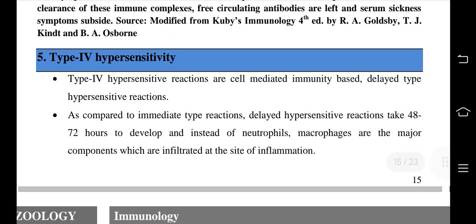Type 4 hypersensitivity. Type 4 hypersensitivity reactions are cell-mediated immunity-based delayed type hypersensitive reactions as compared to immediate type reactions. Delayed hypersensitive reactions take 48 to 72 hours to develop, and instead of neutrophils, macrophages are the major components.